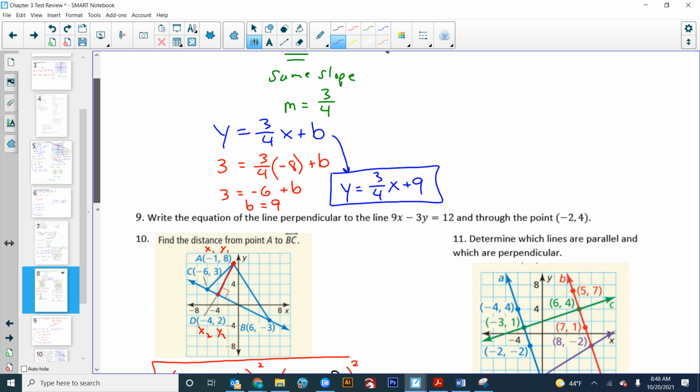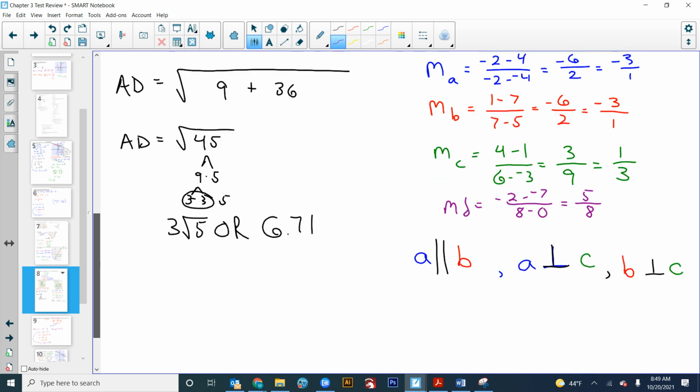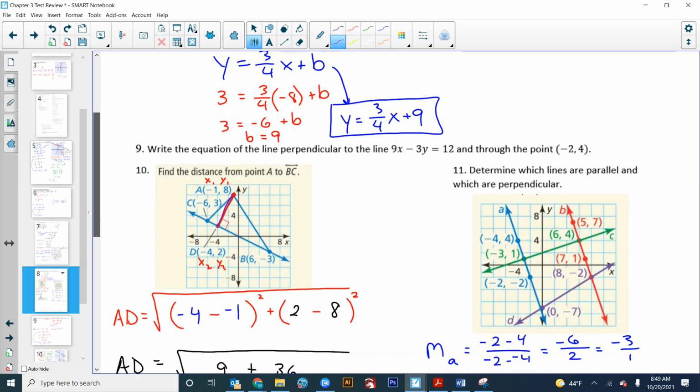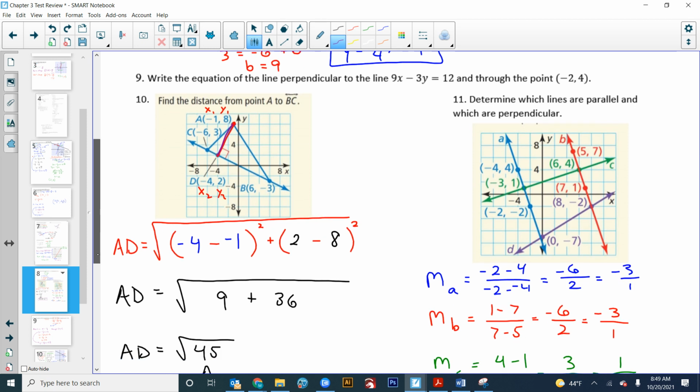All right, back to this one. Number 10, find the distance from A to BC. A to BC, everyone should know that's the shortest segment. So I used the distance formula. I got radical 45, which is either 3 radical 5 or 6.71. 3 radical 5 or 6.71 for that one.